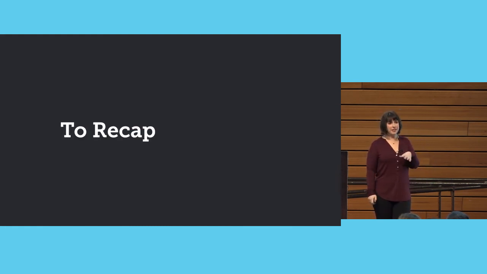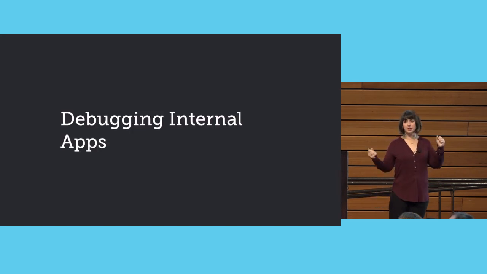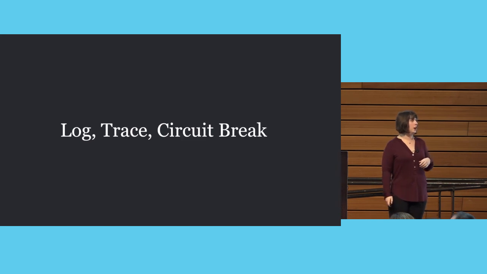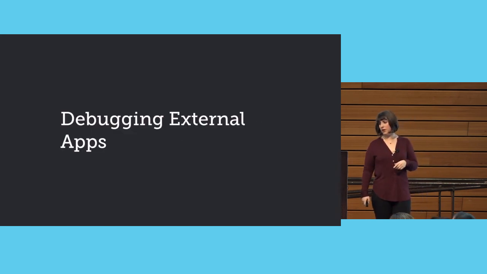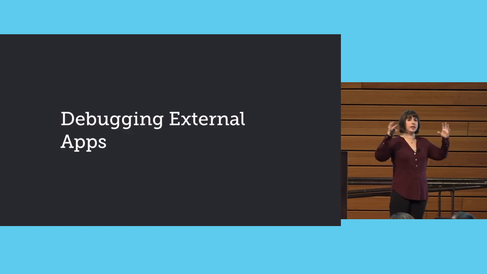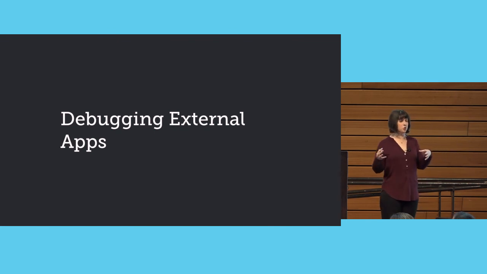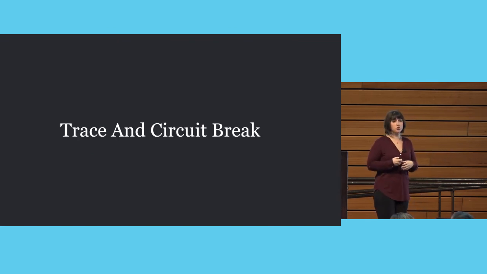So to recap, when you're debugging apps internal to your system, things that you control, things that you can affect, you log, trace, and circuit break. But when you're debugging anything external to your system, you can trace sometimes, and you can circuit break. Circuit break is super important when it comes to resiliency. I can't say that enough.